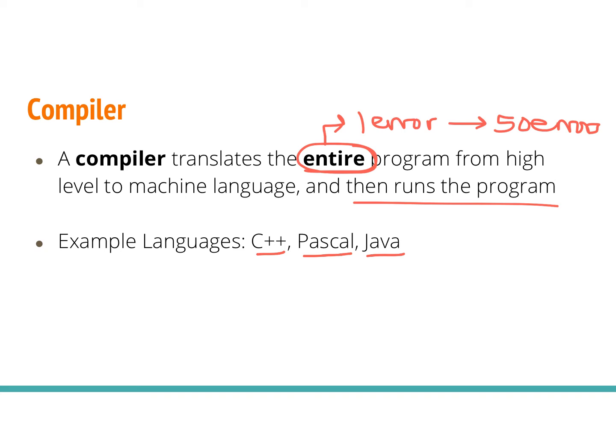Not always, but sometimes. But the nice thing about a compiler is it translates that entire thing. You can see all of the errors. You can fix all the errors at once and then go back and run your program. And as I said, it's used by C++, Pascal, Java, and many other languages.